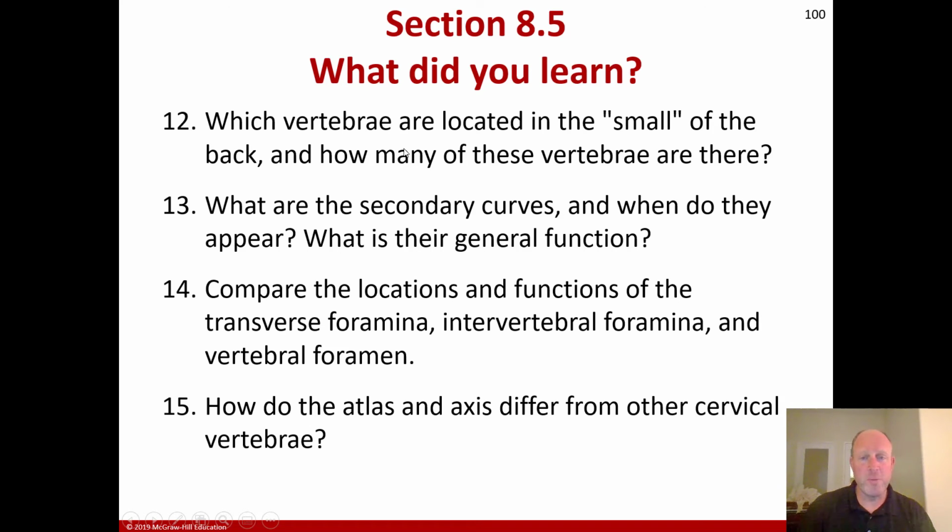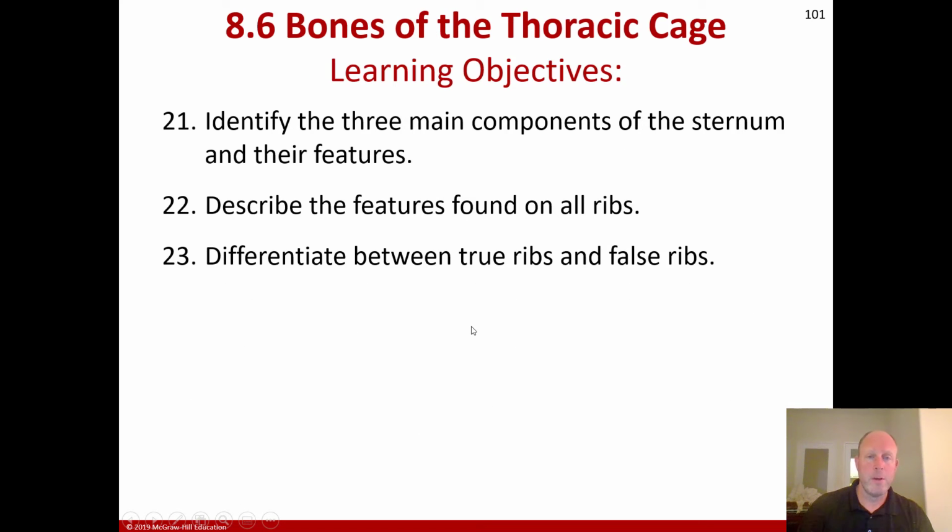So what did you learn? Which vertebrae are located in the lower back, and how many of these vertebrae are there? Where do the secondary curves occur, when do they appear, and what's their general function? Compare the locations and function of the transverse foramina, intervertebral foramina, and the vertebral foramen, and how do the atlas and axis differ from other cervical vertebrae?